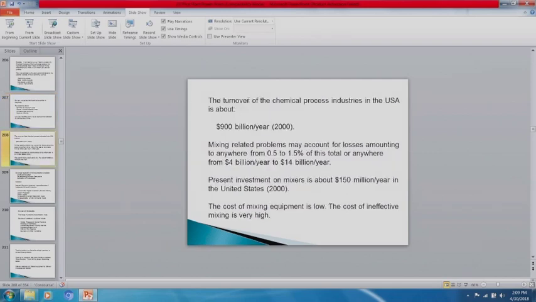So if we take a look, the chemical process industry, year 2000, was about $900 billion a year. Improper mixing costs us anywhere from 0.5% to 1.5%, or $4 billion to $14 billion a year. You realize how many, quote, mixing experts there are in America? You can probably count them on your two hands. Current investment in mixing is about $150 million a year. The cost of mixing equipment is low, very low. The cost of ineffective mixing can actually be very high. So it's very important to recognize this.